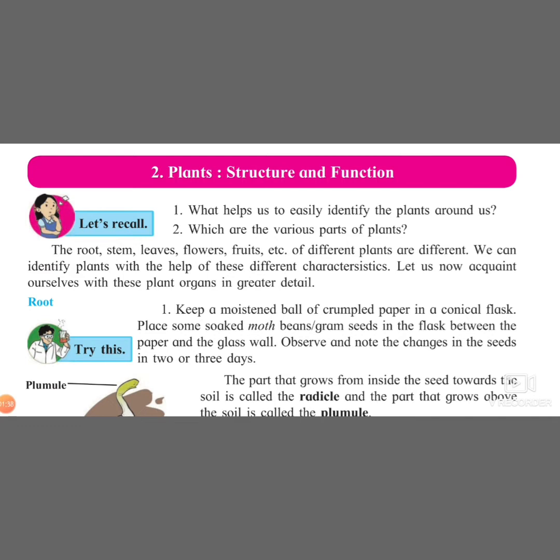So for example, if I tell you rose plant, there is a picture in front of your eyes. You know how the rose plant is. If I tell you about hibiscus, jaswand, you know how hibiscus plant is. So we can identify them by these different characteristics. Let us now acquaint ourselves with these plant organs in greater detail. We are going to take more information about each and every part of this plant. So first thing we will start with the root, the main part of it.